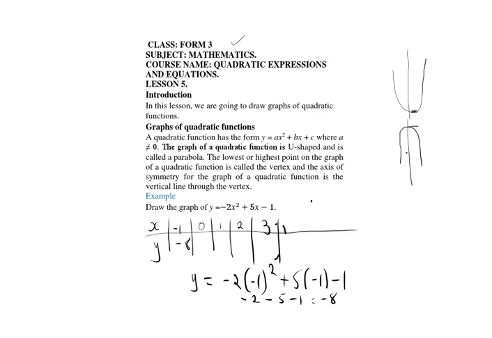For 0, x being equal to 0, we also substitute. We'll have y equals -2 into brackets 0 squared plus 5 into brackets 0, because the value of x is 0, minus 1. So this will be 0 plus 0, -1, and this tells us that y will be equal to -1. So the corresponding value of y when x is 0 will be equal to -1.